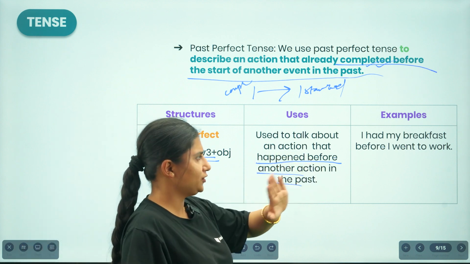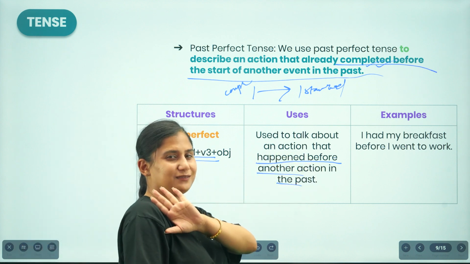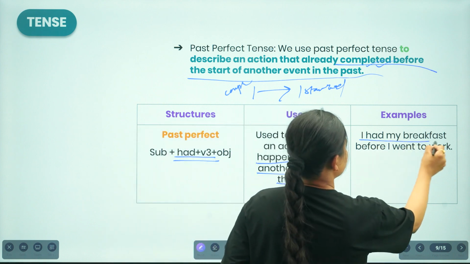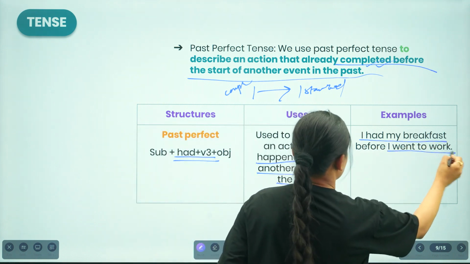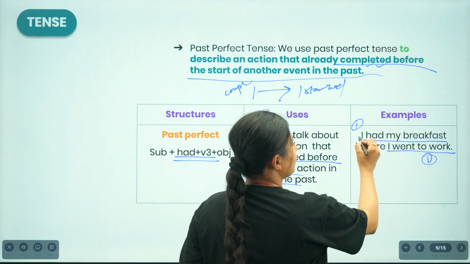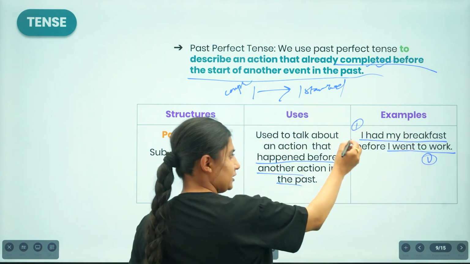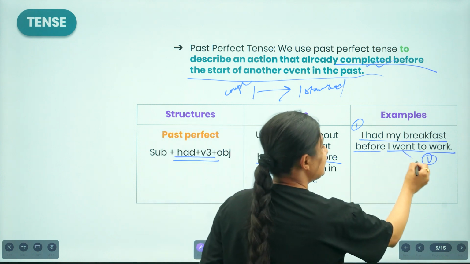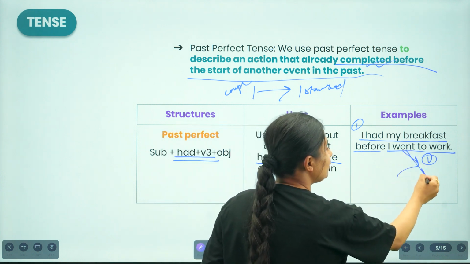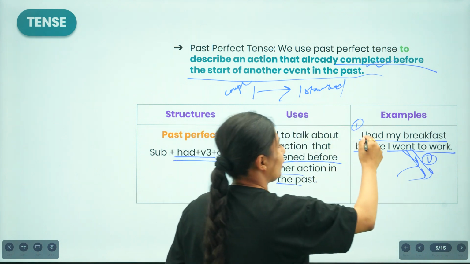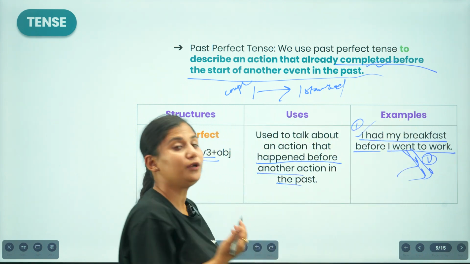Okay, so this is what the past perfect tense indicates. In order to understand it in a very simple way, let us look at the example. Here this is the first action and this is the other action. So: I had my breakfast before I went to work. Before getting to work, before going to work, I had already had my breakfast.